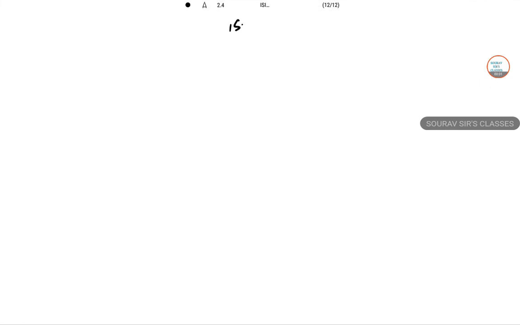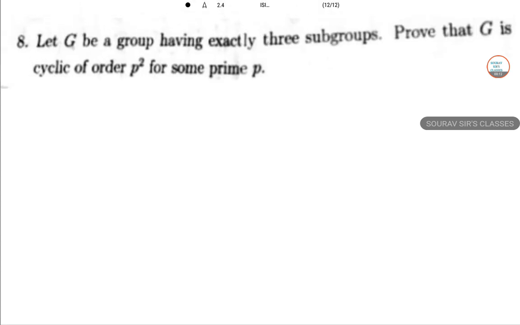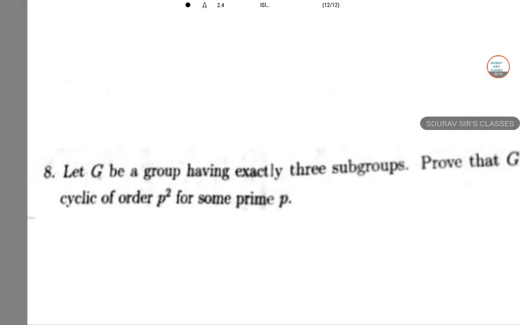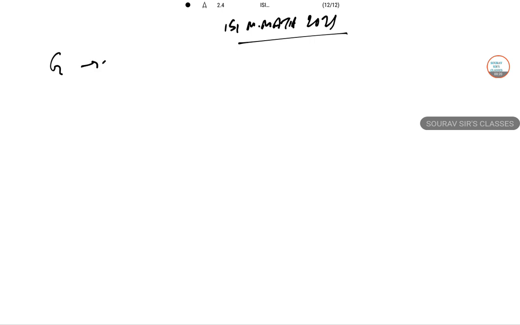Students, today we are solving the ISI M.MATH 2021 subjective paper, and this is from a group theory question. They have given that let G be a group having exactly 3 subgroups. Prove that G is cyclic of order p square for some prime p. So G has 3 subgroups.